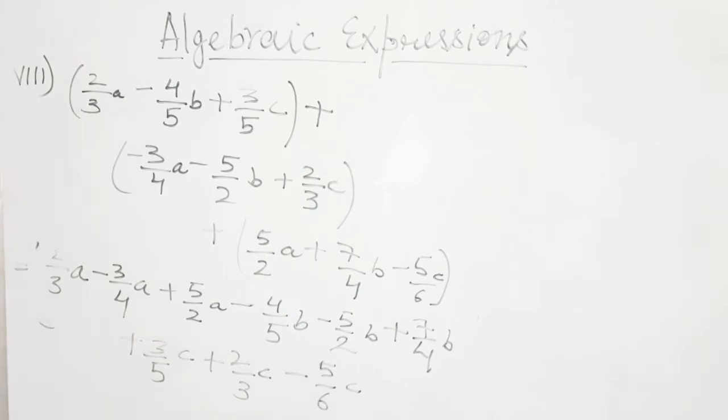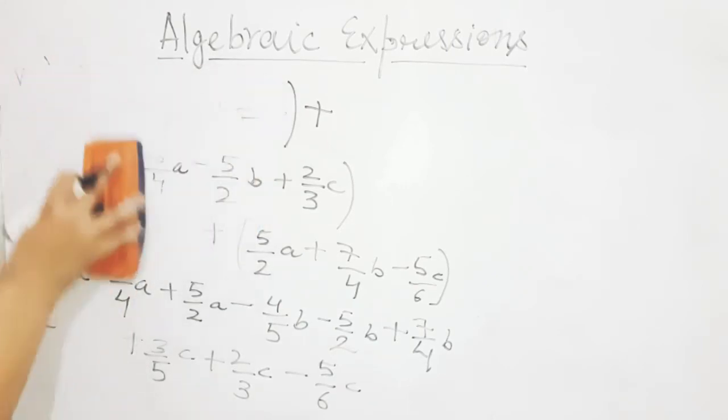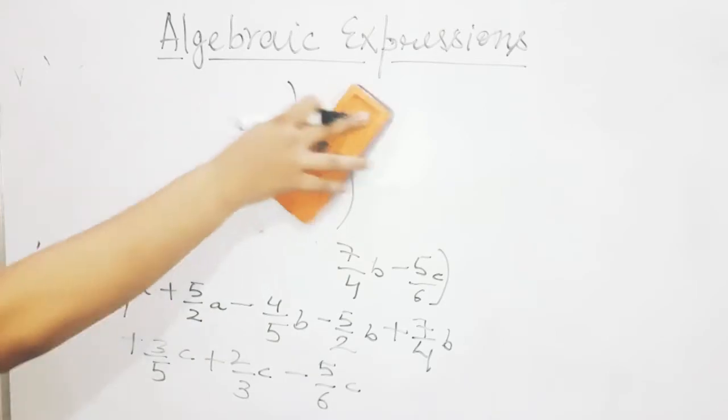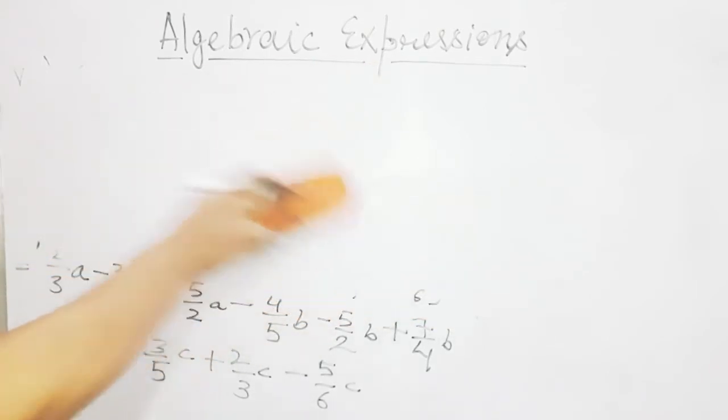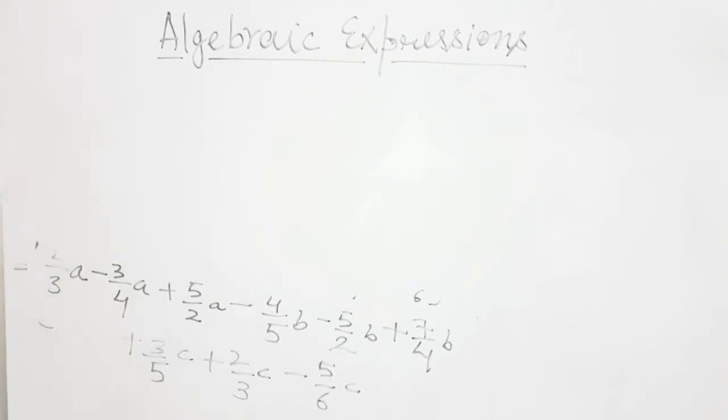Now what will be our next step students? The next step is to add the like terms. We have to add all the like terms. Okay students? So for that let me clear out some space so that I can add and write. So as you all can see that all the denominators are different. So which types of fractions are these? Please comment down in the comment section. Very good. These all are unlike fractions because the fraction denominators are different.